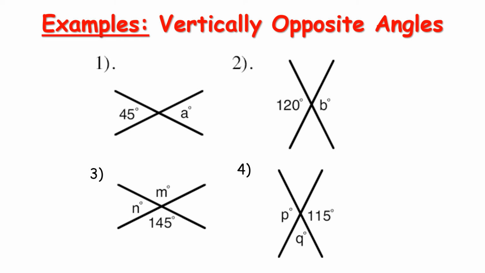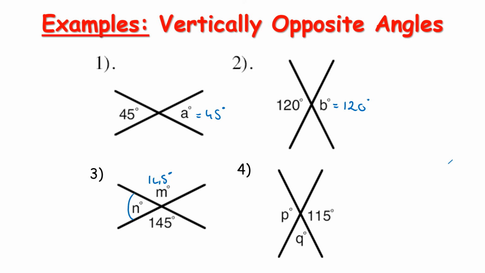What is the size of A? In this example, it's 45 degrees. Here, B, vertically opposite, it's 120 degrees. Now, M here, this is 145 degrees. That's vertically opposite. Now, we also need to work out the size of N.